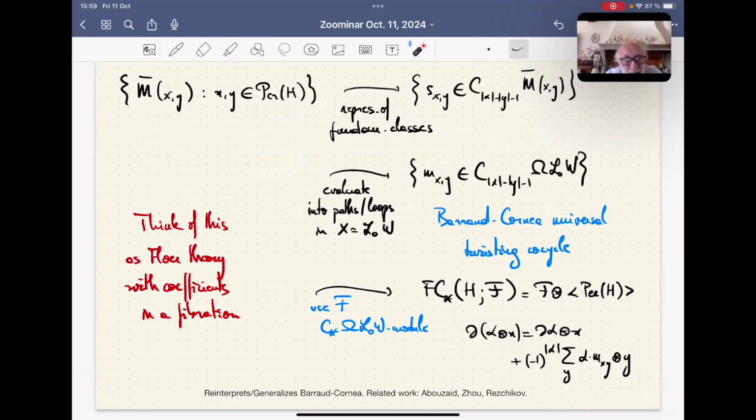I look at the compactified moduli spaces of Floer trajectories. I pick representatives of the fundamental classes. I evaluate these into paths or loops in this space X, where everything happens. And so I end up with chains on base loops, on free loops.